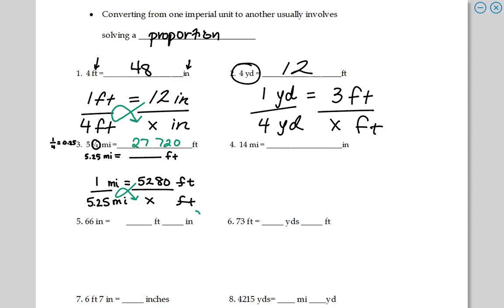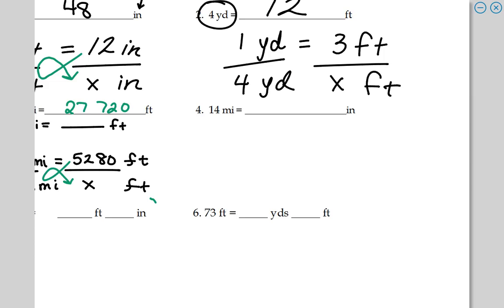Okay, let's try number 4. What's the problem with number 4? Go look at your chart. Is there a mile to inch conversion? So you have to do 2. Go mile to feet, and then feet to inch.